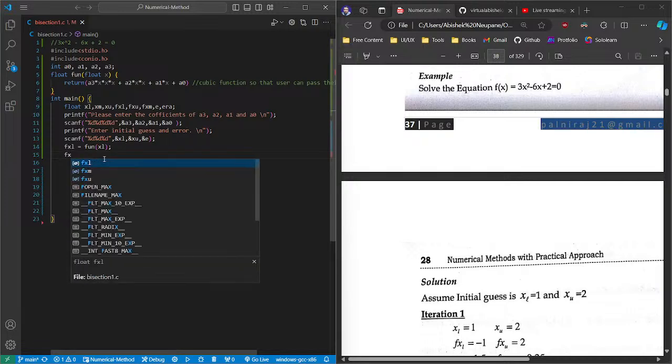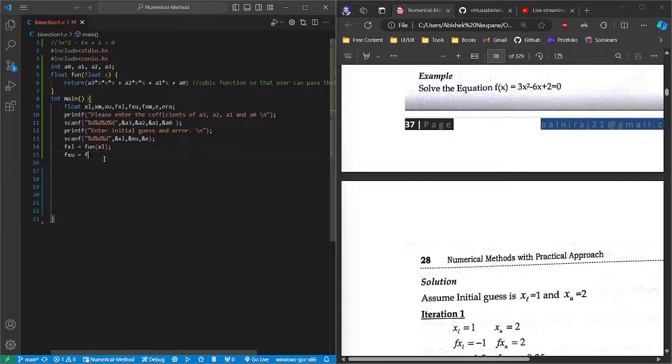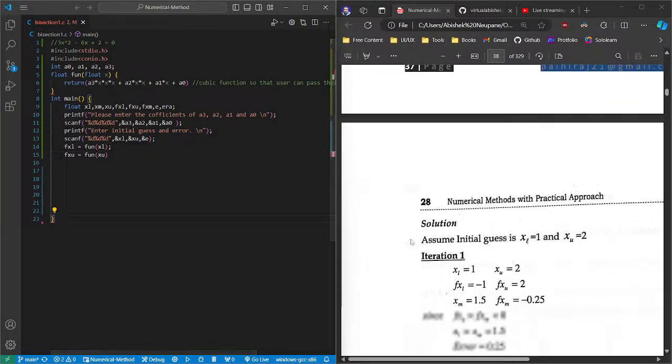So let's use fxu equals the function of xu. In this also we are calculating with the function we already created. We are passing the values of x lower and x upper to that function. Okay, now let's calculate fxm. But before calculating fxm, xm means the middle value, so we should calculate xm first. Middle means just x lower plus x upper, divided by 2. Okay, we just computed this.